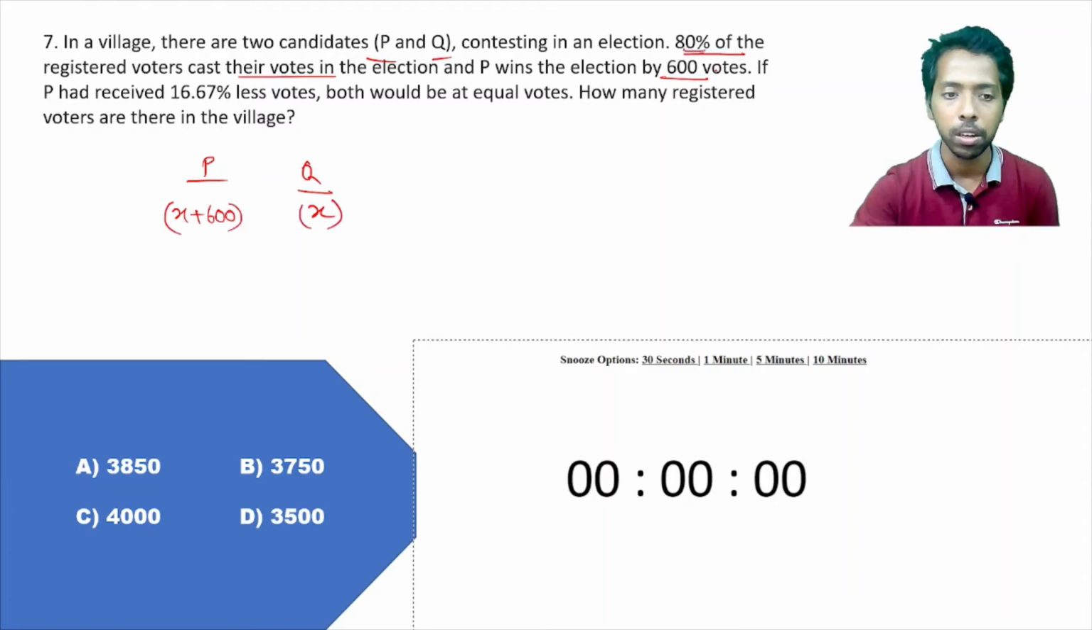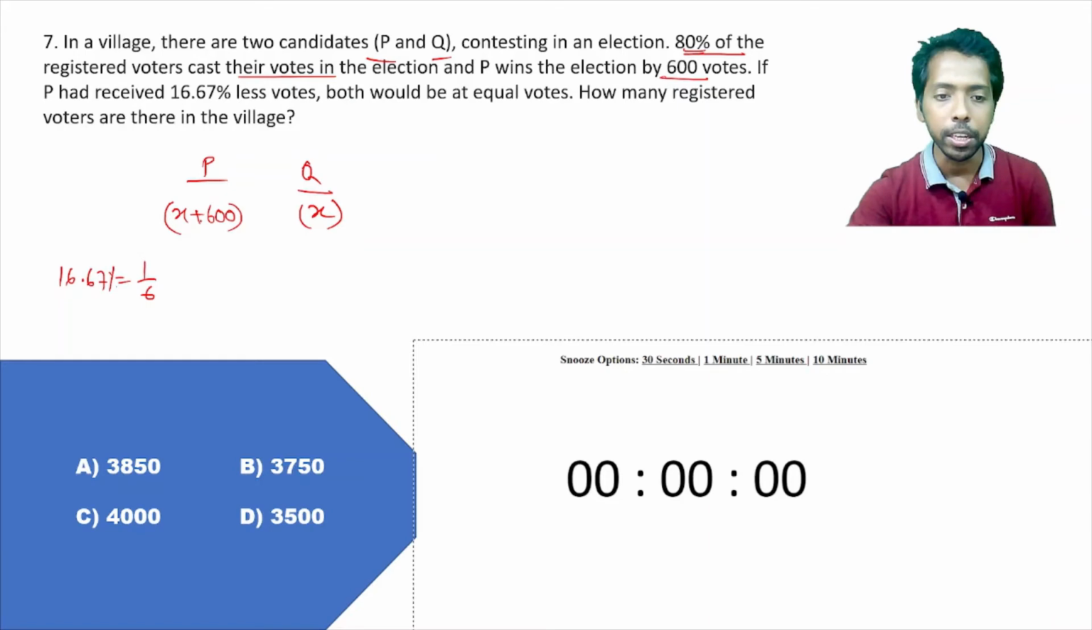Now, if P had received 16.67% less votes, right? So what is the fraction value? That is 1 by 6. 16.67% means 1 by 6, right? Now, if this is the part of the vote P goes to Q, then both would be at equal votes.